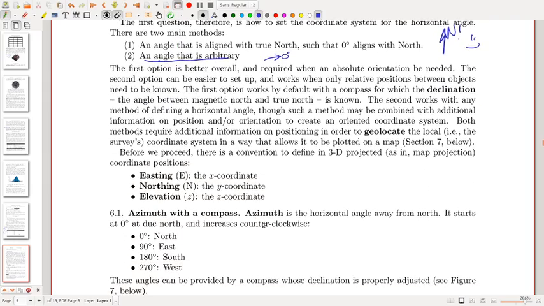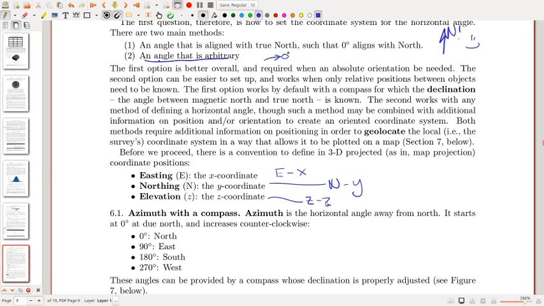And both these methods can be fine. Just know that the second method is going to be a little bit more tricky to reconstruct with respect to an absolute coordinate system. And so just like I was saying before, we have easting, which is x. So I'm just going to write this out just so we have this down. We have northing, which is like our y coordinate. And then we have elevation, which is our z coordinate.